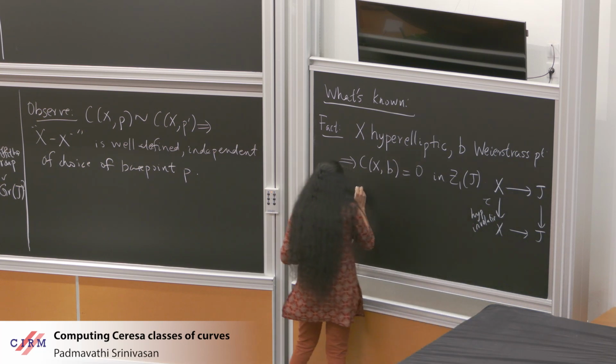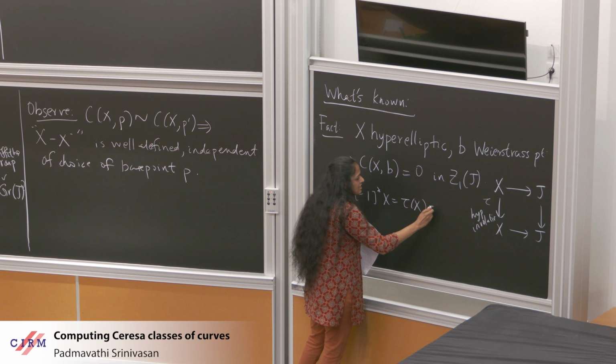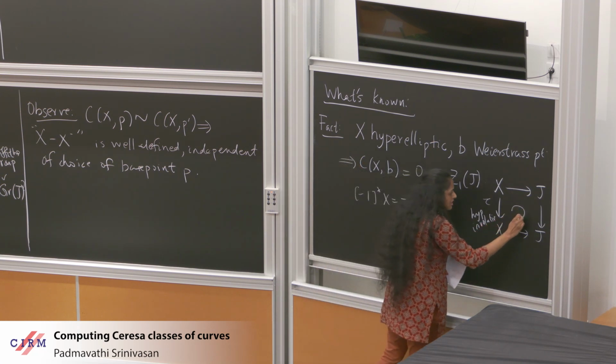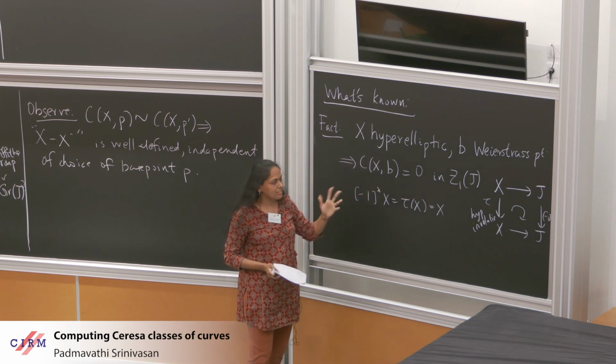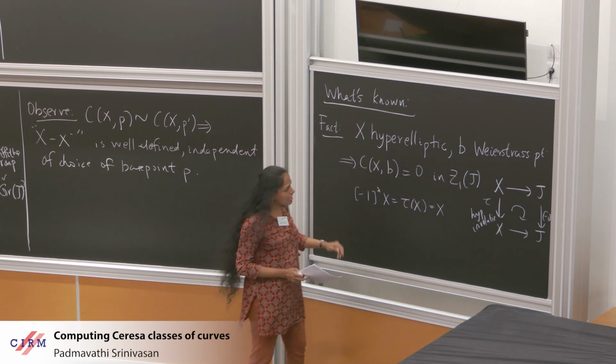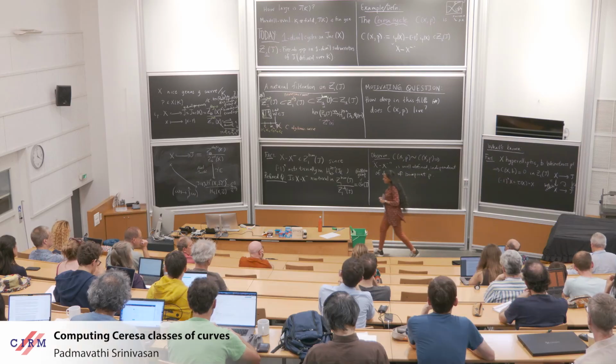This x minus -1 upper star x just happens to be the curve itself. It's hyperelliptic, this diagram commutes, you get back x, so the difference is actually 0 on the nose. So for hyperelliptic curves, the Ceresa cycle is not that interesting.